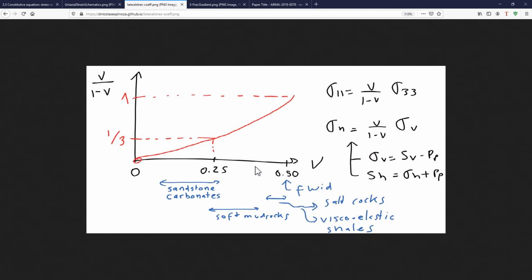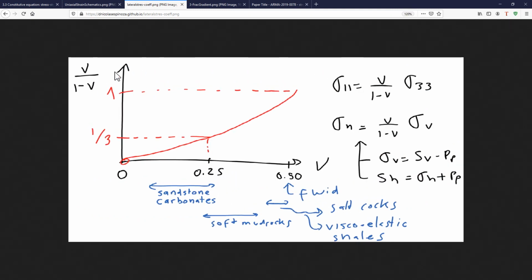Here you have a plot of the effective lateral stress coefficient as a function of Poisson ratio. For typical rocks in which the Poisson ratio is about 0.25, sometimes a little bit larger, sometimes less, we see that the effective lateral stress coefficient is about 1/3. And what that means is that the effective lateral stress is going to be 1/3 of the effective vertical stress.